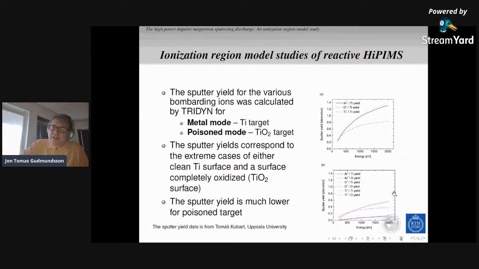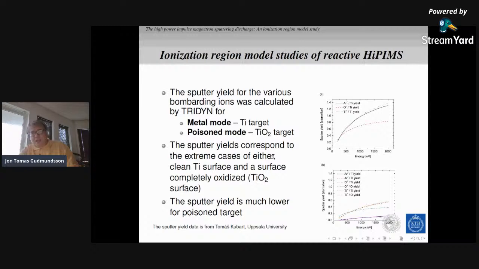You notice here that the sputter yield for the pure titanium target is generally much larger than for the titanium oxide. You also notice in the metal mode, you only have three ion species bombarding the target mostly, while in the poison mode, you have many more species and many more combinations. But the most important fact is that the sputter yield for the pure titanium target is much larger than for the oxidized target, the titanium oxide target. So these sputter yields were calculated using this program Triton, and this we use as an input to the model.